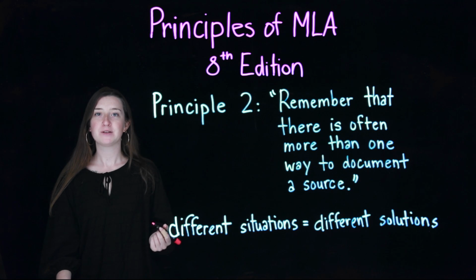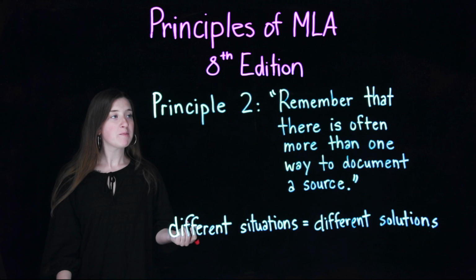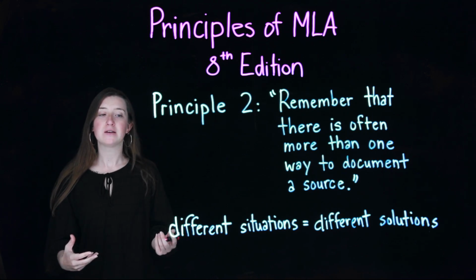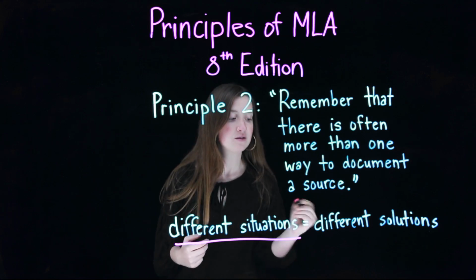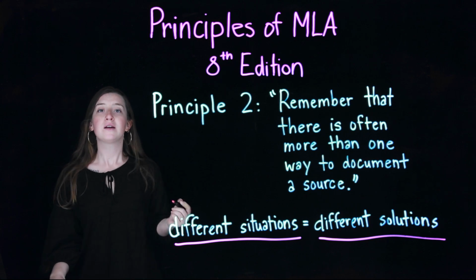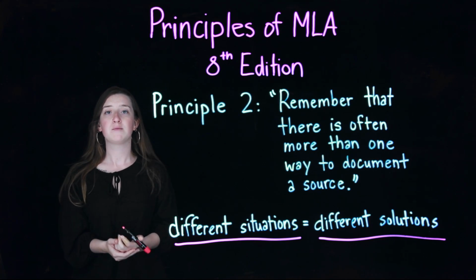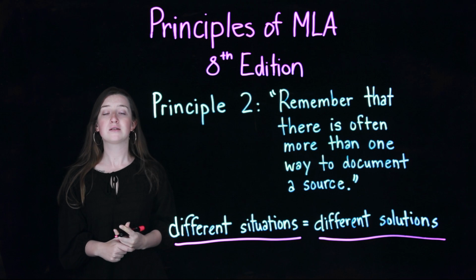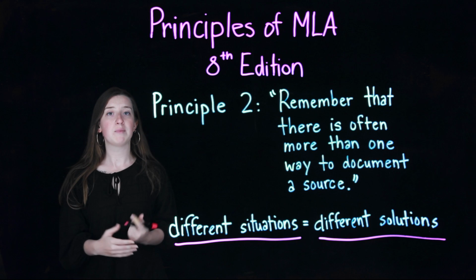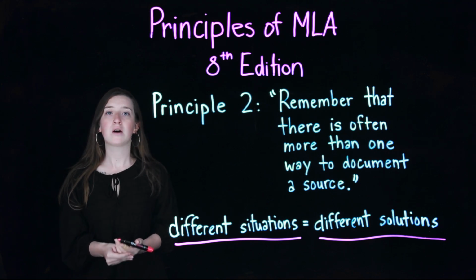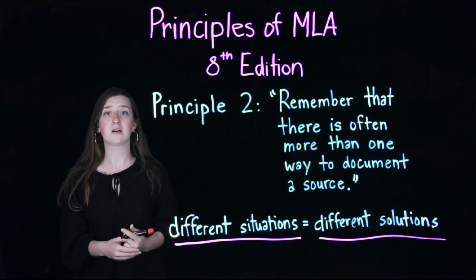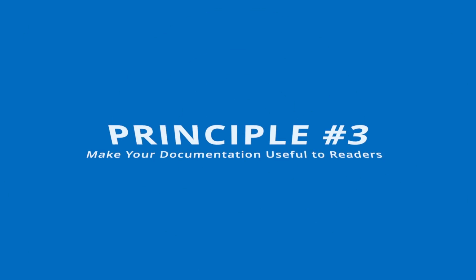All right, so the next principle is Principle 2. Remember that there is often more than one way to document a source. What I mean by this is different situations call for different solutions. For instance, as a student, you might need to document your source differently than a scholar who's working in their field of expertise. So you always need to think about your purpose for writing, who your audience is, and what genre you're writing, and this will help you find the way to best document your sources.